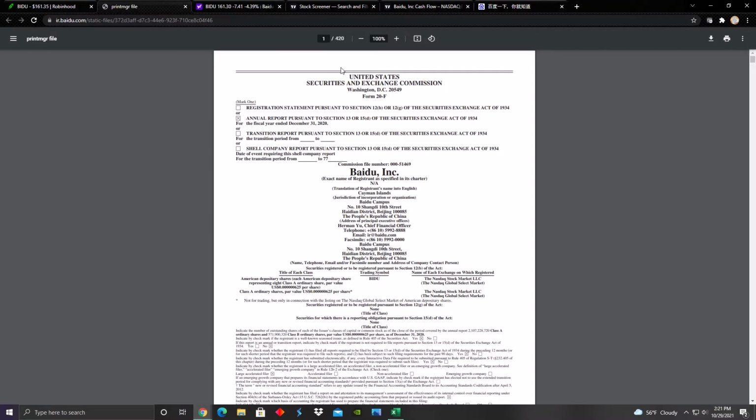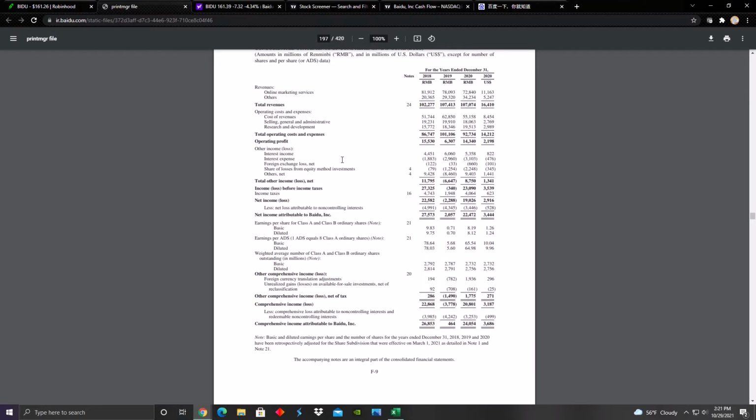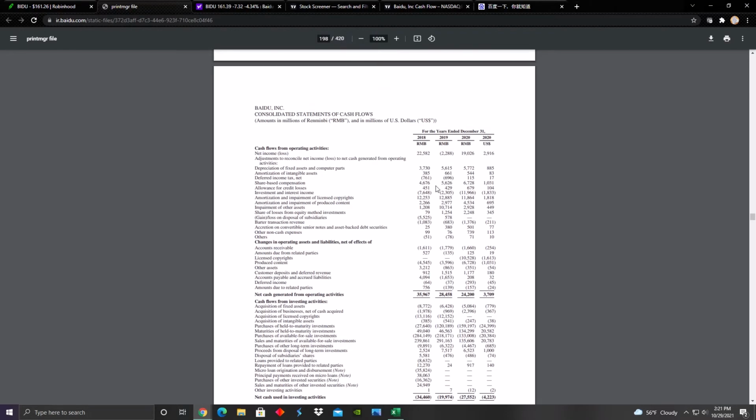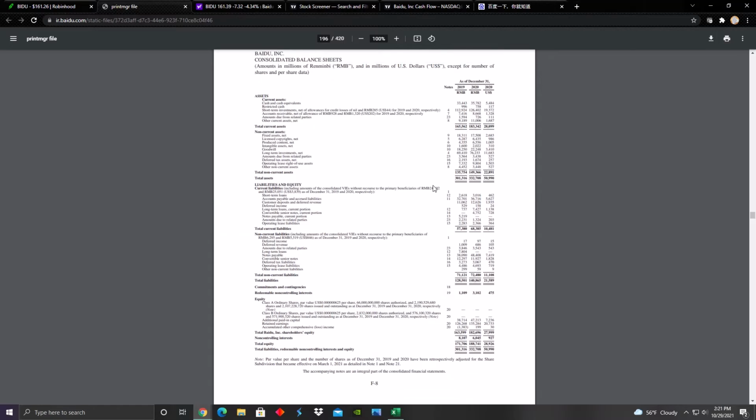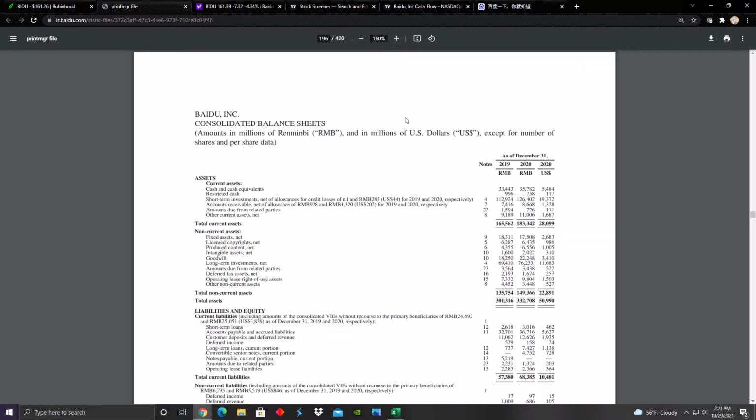So the next thing that I'm going to do is go to Baidu's annual reports. This pretty much just shows everything that's public knowledge about Baidu's business. And I'm going to go to page 196, which is their balance sheet, and also where some of their other financial statements are, like their income statement and their cash flow statement. We can see from their balance sheet, it's a little bit small. Let me see if I can zoom in a little bit.